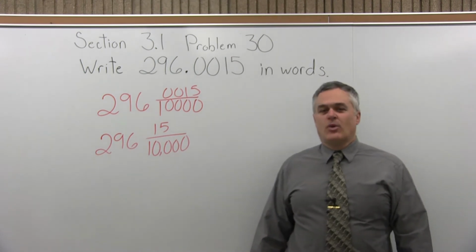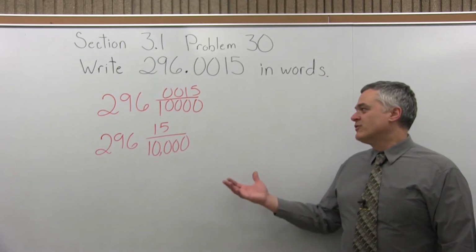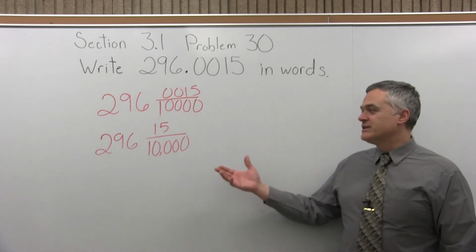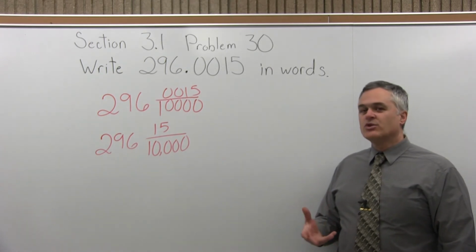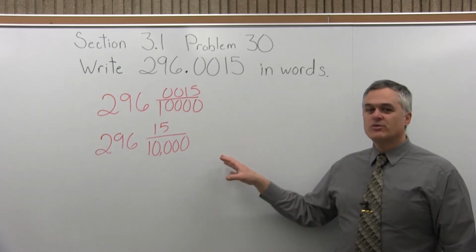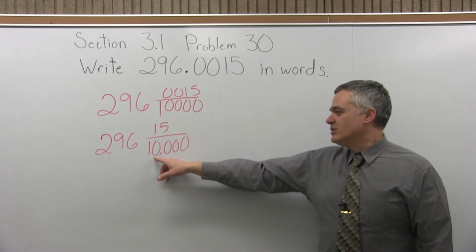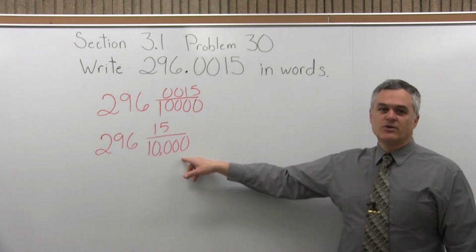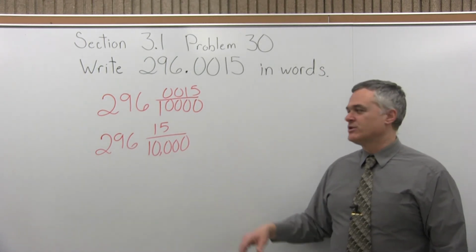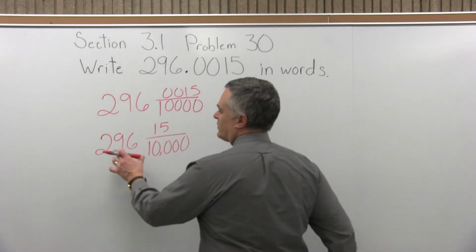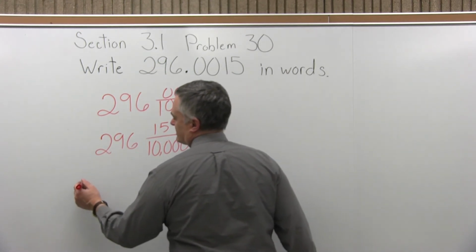Now, if you want to leave it in its fraction form, at this point you should try to reduce it. This will reduce. But to go into words to write the decimal, you really don't reduce it. You want the denominator portion written as 100, 1,000, 10,000, 100,000, one of those. You don't reduce it. So first let's write the 296.